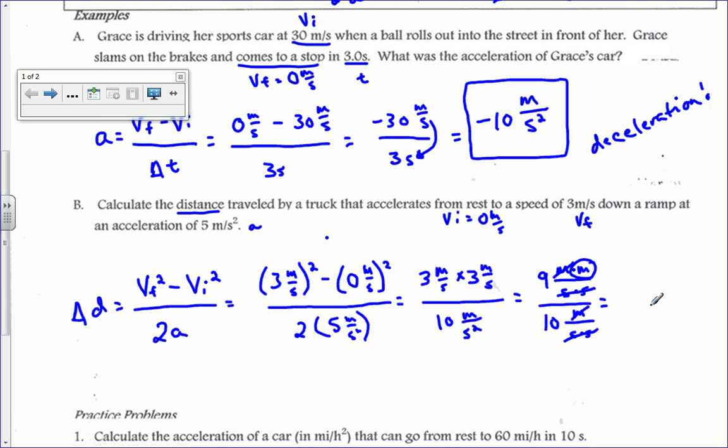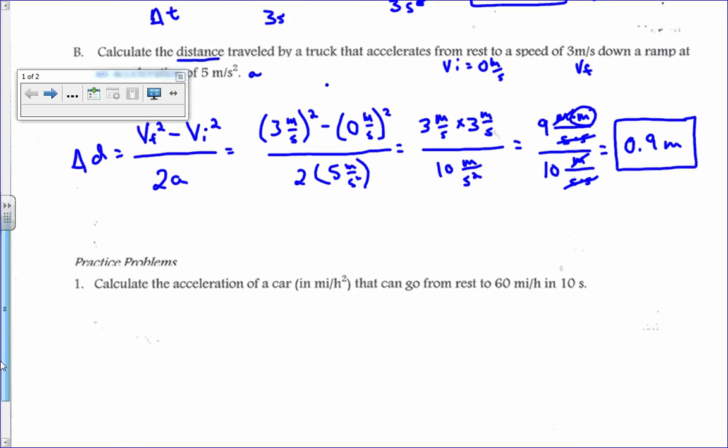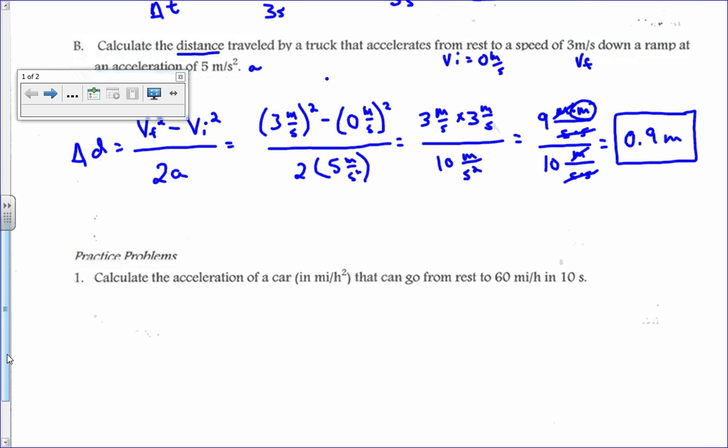What variable were we looking for? Distance. So thank goodness we got meters. 9 divided by 10, and that's going to be 0.9 meters. Alright, so that's how far he traveled. Now I'm going to give you help on the rest of them.